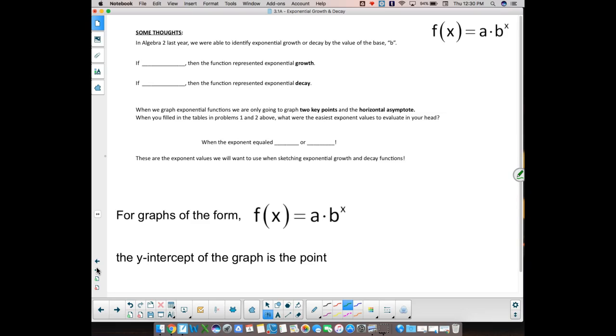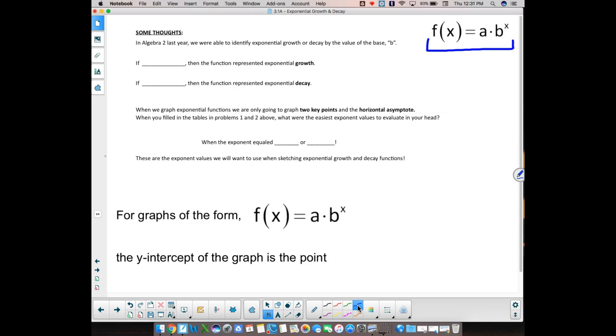In Algebra 2 last year, we were able to identify exponential growth and decay based upon the value of b. So here is our parent function, f of x equals a times b to the x. We identified with values of b which made it growth and decay. You guys have it on your note sheets in front of you. For me, it's on the other slide, so I'm not going to flip back and forth because I don't want somebody watching this online to stroke out.